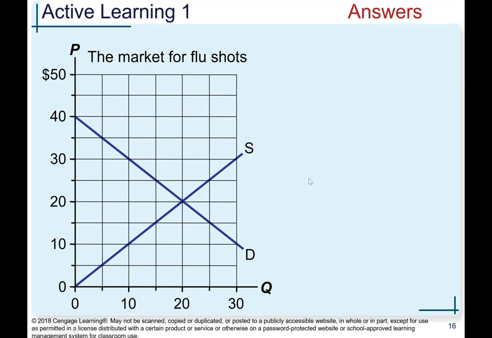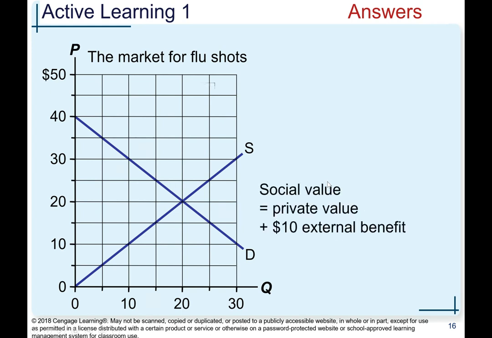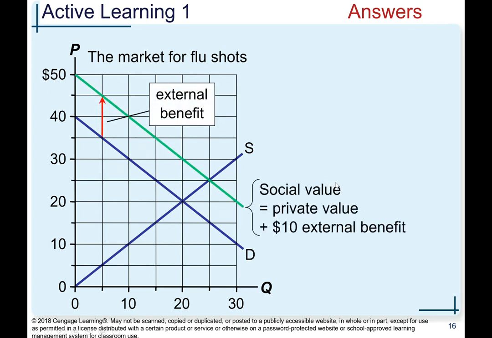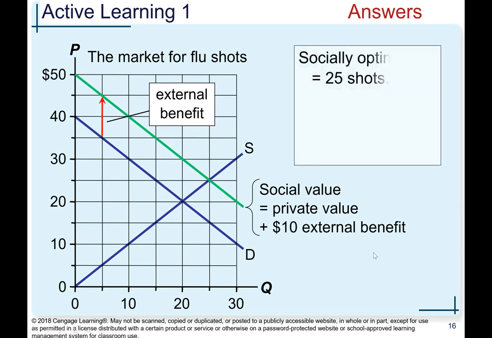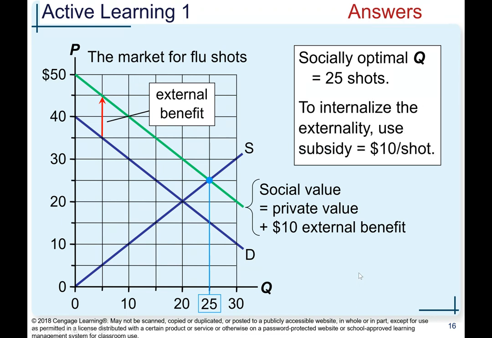So, here's a market for flu shots without any subsidy. The social value is above the current demand curve by the $10. Social value is equal to the private value plus the $10, which shifts the demand curve up to the right. Social optimum is now 25, instead of 20. More people are getting flu shots.